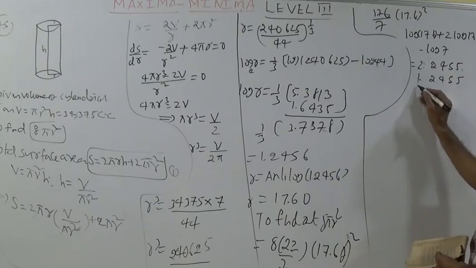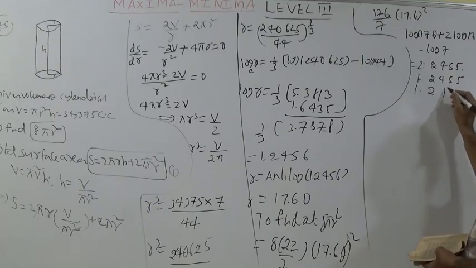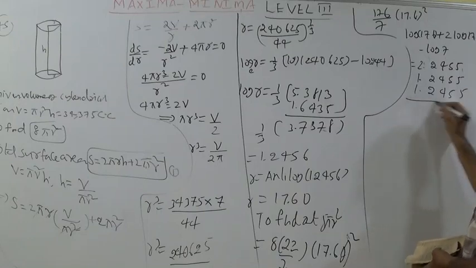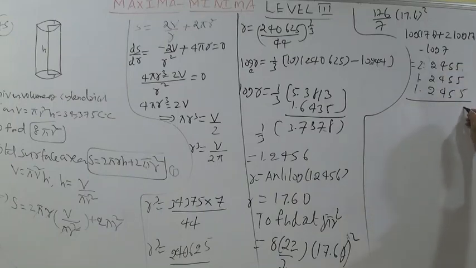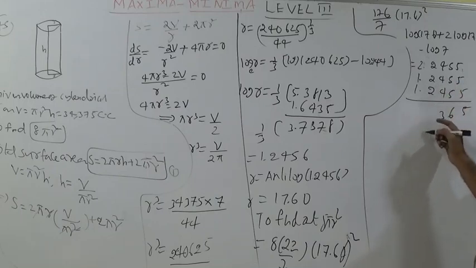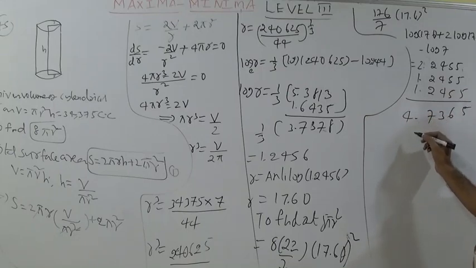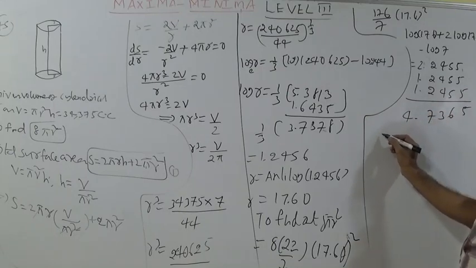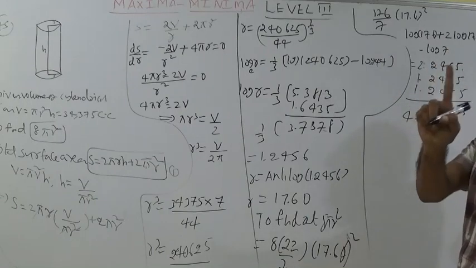Another is there, no? You better write here once again, 1.2455, because you have to multiply by 2. Add this one and subtract log 7. This is 4.7365. Minus now log 7, only a single digit.